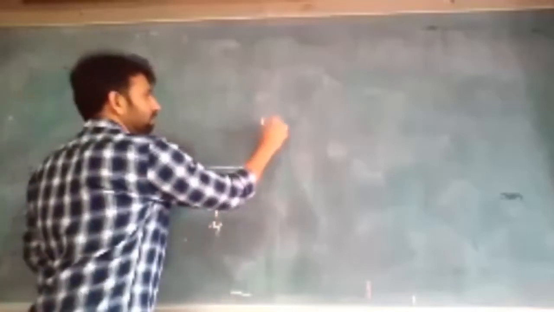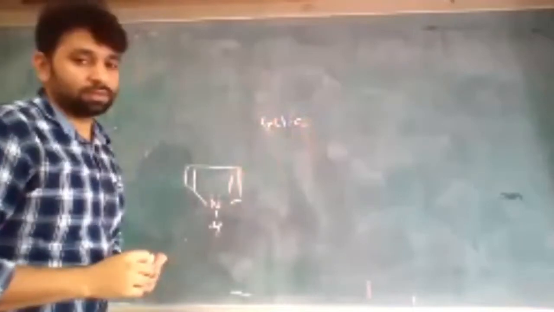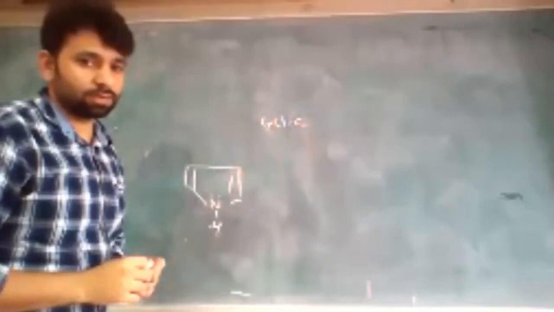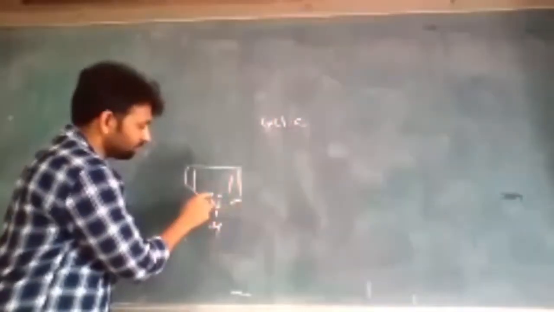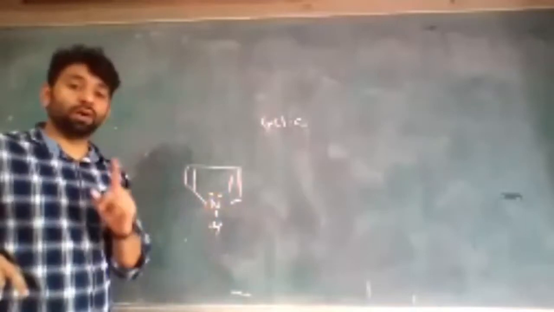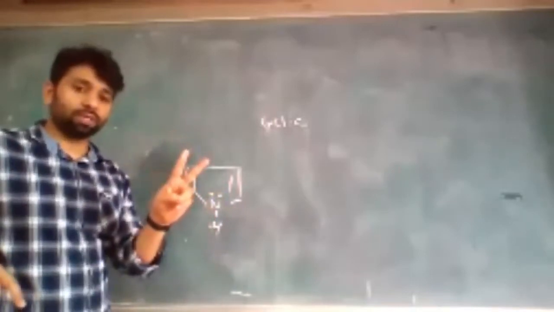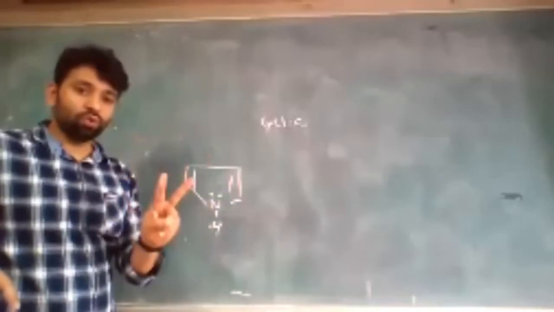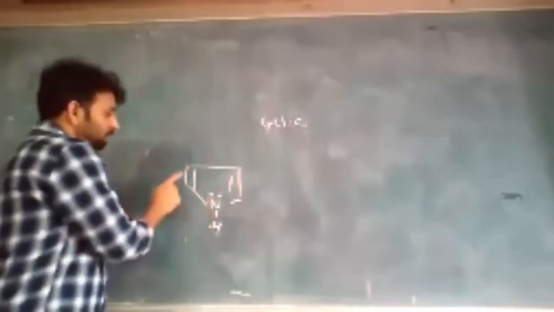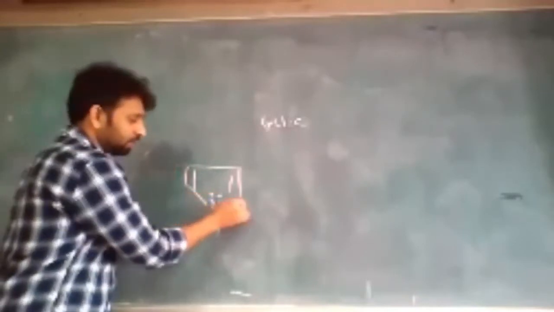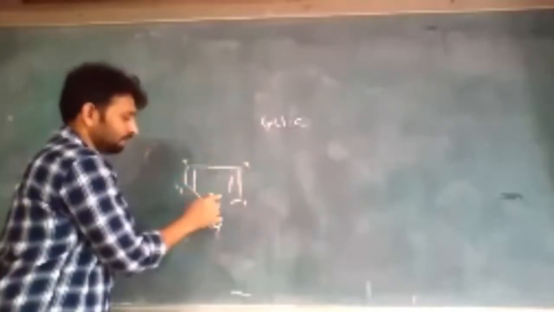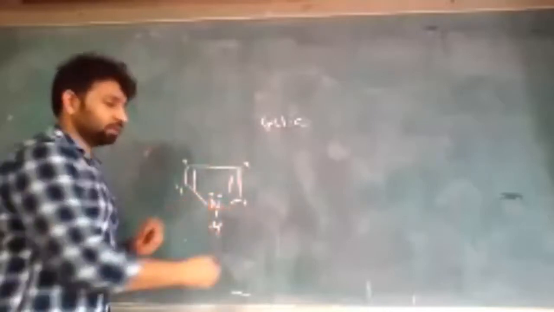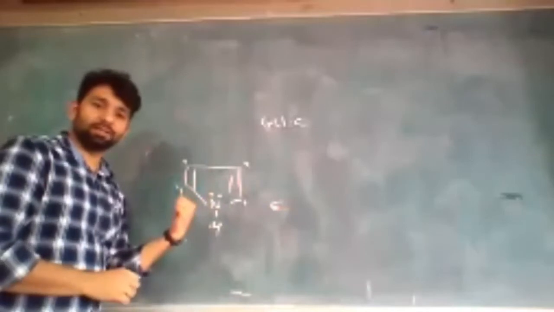First is the lone pairs. One lone pair is equal to two pi electrons. So these are two electrons. Then 1, 2, 3, 4, and this two are 2 pi electrons. So total 6 pi electrons. How many cyclic rings? One cyclic ring.